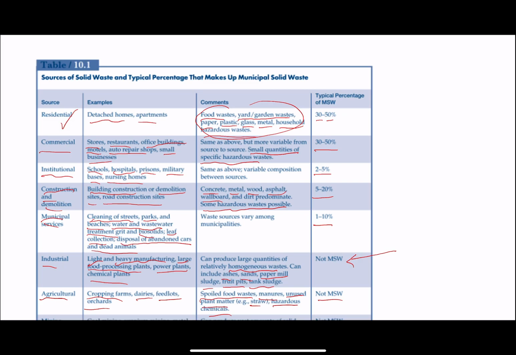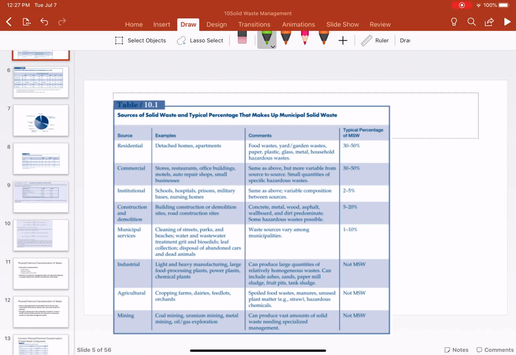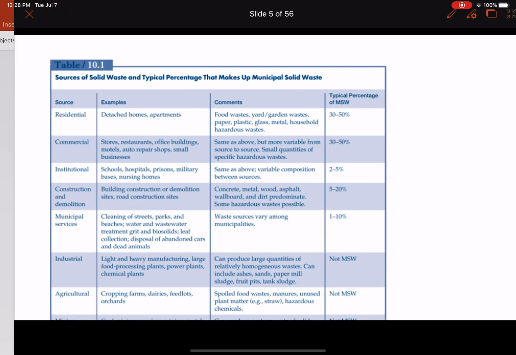Okay, so the last one, mining, which is like coal mining, uranium mining, metal mining, oil and gas exploration. This can produce a vast amount of solid waste and needs very important specialized management. That's also not considered a municipal solid waste.